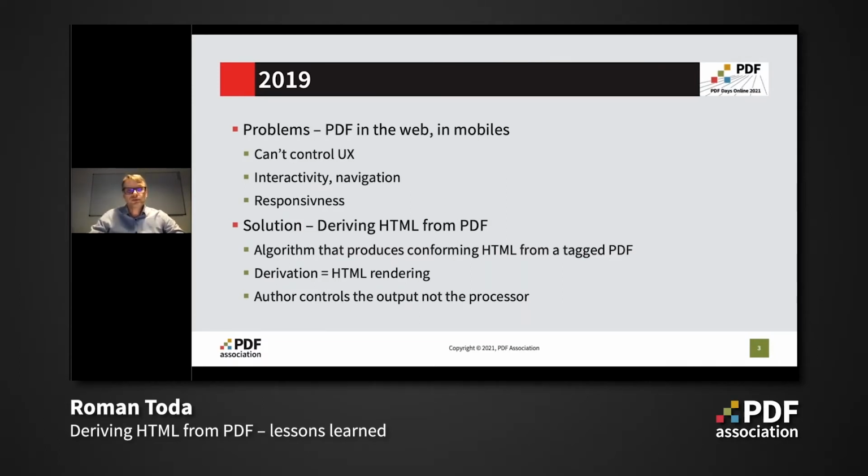And in 2019, we believed we came up with a solution: the Deriving HTML from PDF algorithm that produces HTML from a tagged PDF. We showed how certain structures in PDF are used in the process, how the author can embed important data that affect the output HTML, and again, with two very important points in mind. The author of the PDF controls the output, not the processor, and such PDFs are backward compatible.